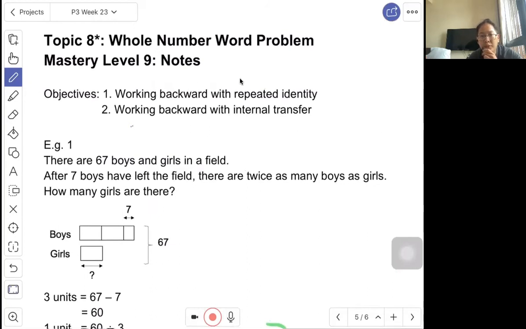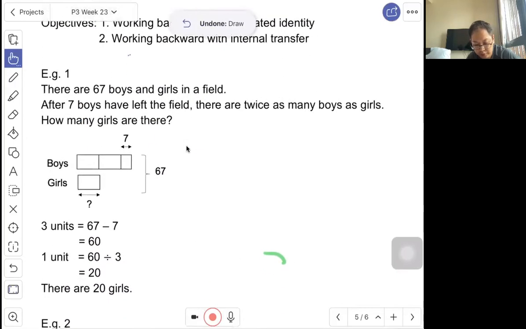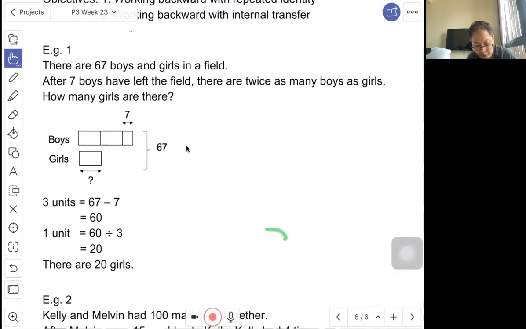Okay, now we come to mastery level 9. For mastery level 9, it's working backward with repeated identity or working backward with internal transfer. So let's do example one. There are 67 boys and girls in a field. After 7 boys have left the field, there are twice as many boys as girls. So how many girls are there?